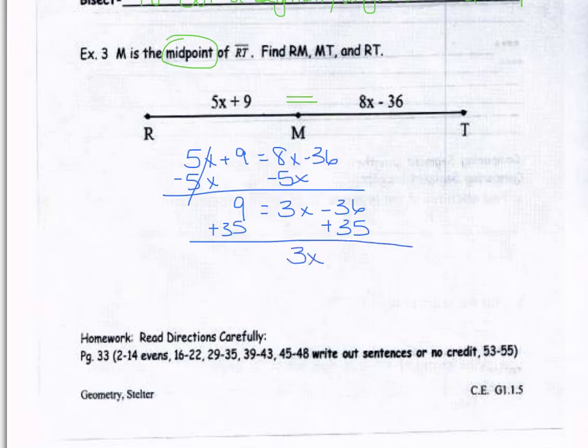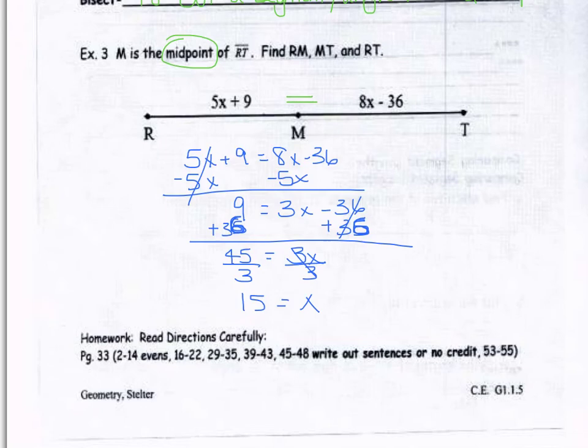So I get 3x. Oh, sorry, add 36, not 35. I don't know what I'm thinking. So add the 36 to the 9, and I get 45. And then divide by the 3, because I need it to be a 1x. So x equals, oh, what does x equal? 15.